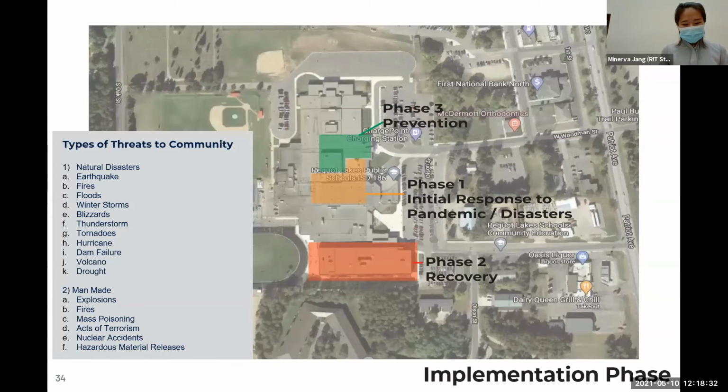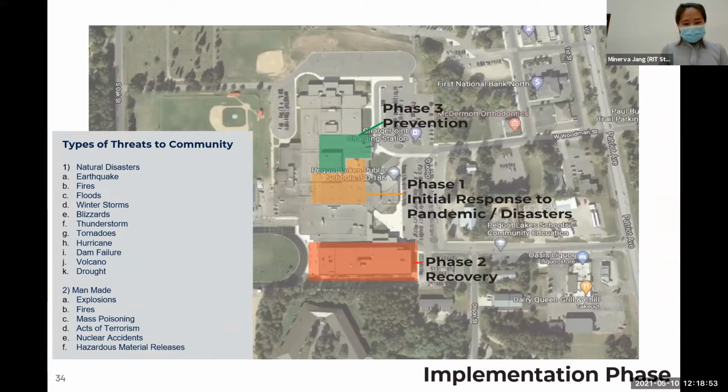According to the disaster response phases, I created implementation phases for alternate care sites on a typical high school layout. Phase 1 is going to be the initial response to pandemics and disasters. In phase 2, patients are going to recover from the disaster. And phase 3 will be prevention.